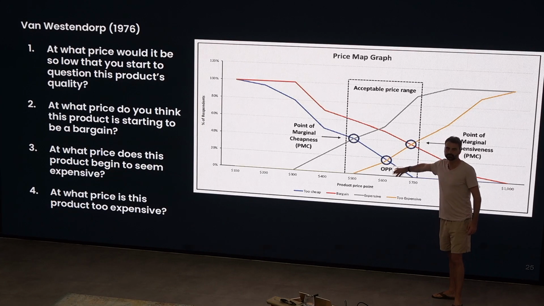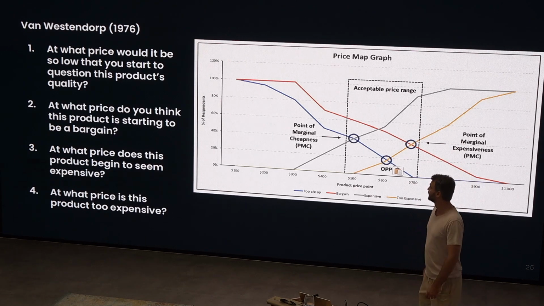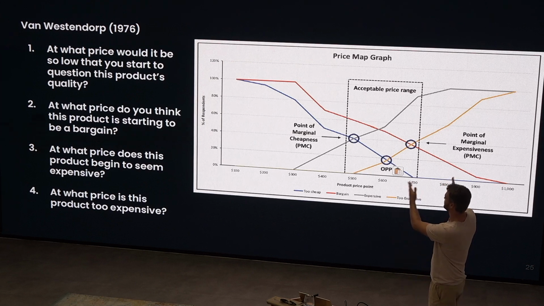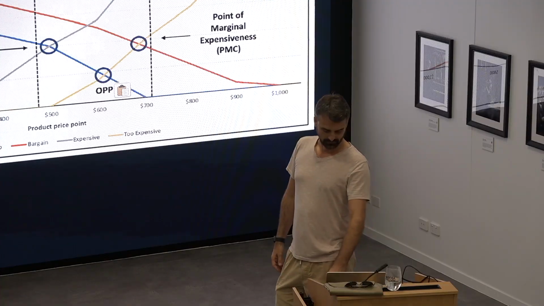So the OPP is the optimal price point. That's what you want to find. You can ask these 4 questions to customers or leads, and it gives you a range, basically. It's very efficient, and it's been proven for decades.